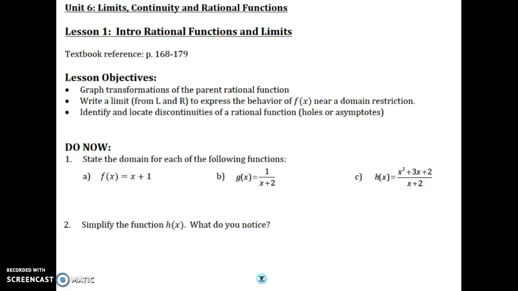Okay, welcome back to Pre-Calculus. Today we're going to start our new unit on limits, continuity and rational functions. And to start off with, I'd like you to take a moment and have a go at the do now. So let me give you a moment to do that right away.